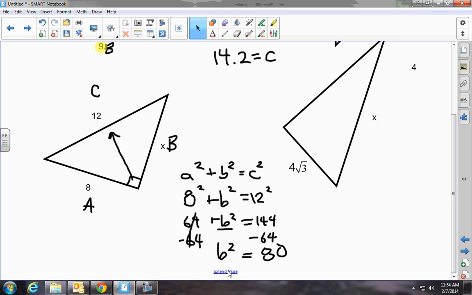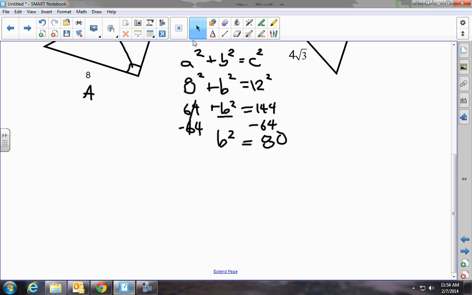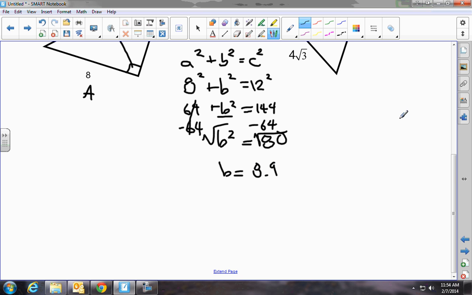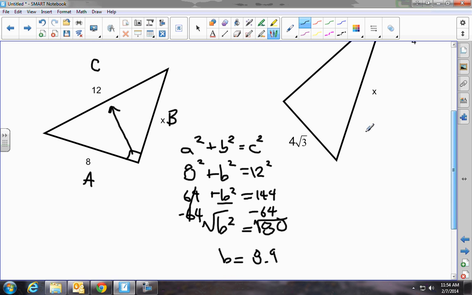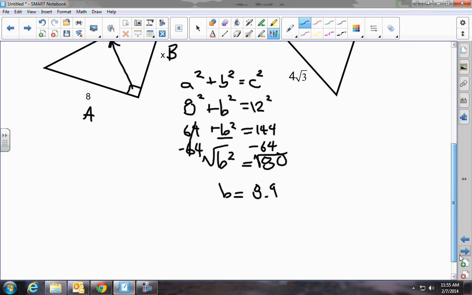Okay, let me extend the monitor here so we got a little bit more room. Now at this point you've got a couple choices as to how to solve this problem depending on what's asked of you. We can do the decimal form where we would just simply square root each side using our calculator. And if you put in square root of 80 into your calculator, you get B equals 8.9. And that seems reasonable because this side is 8 and this side's 12 and this side should be somewhere about the same.